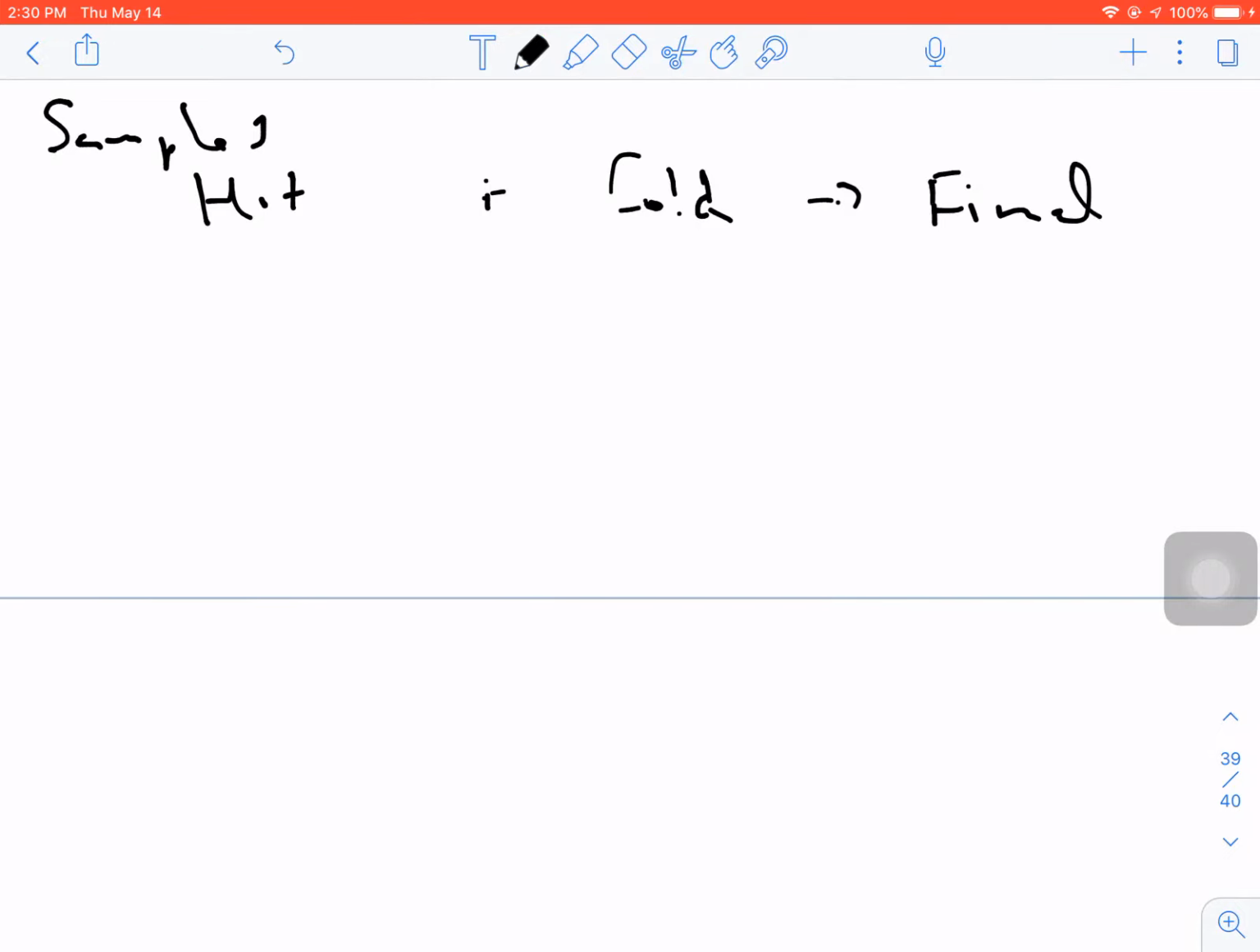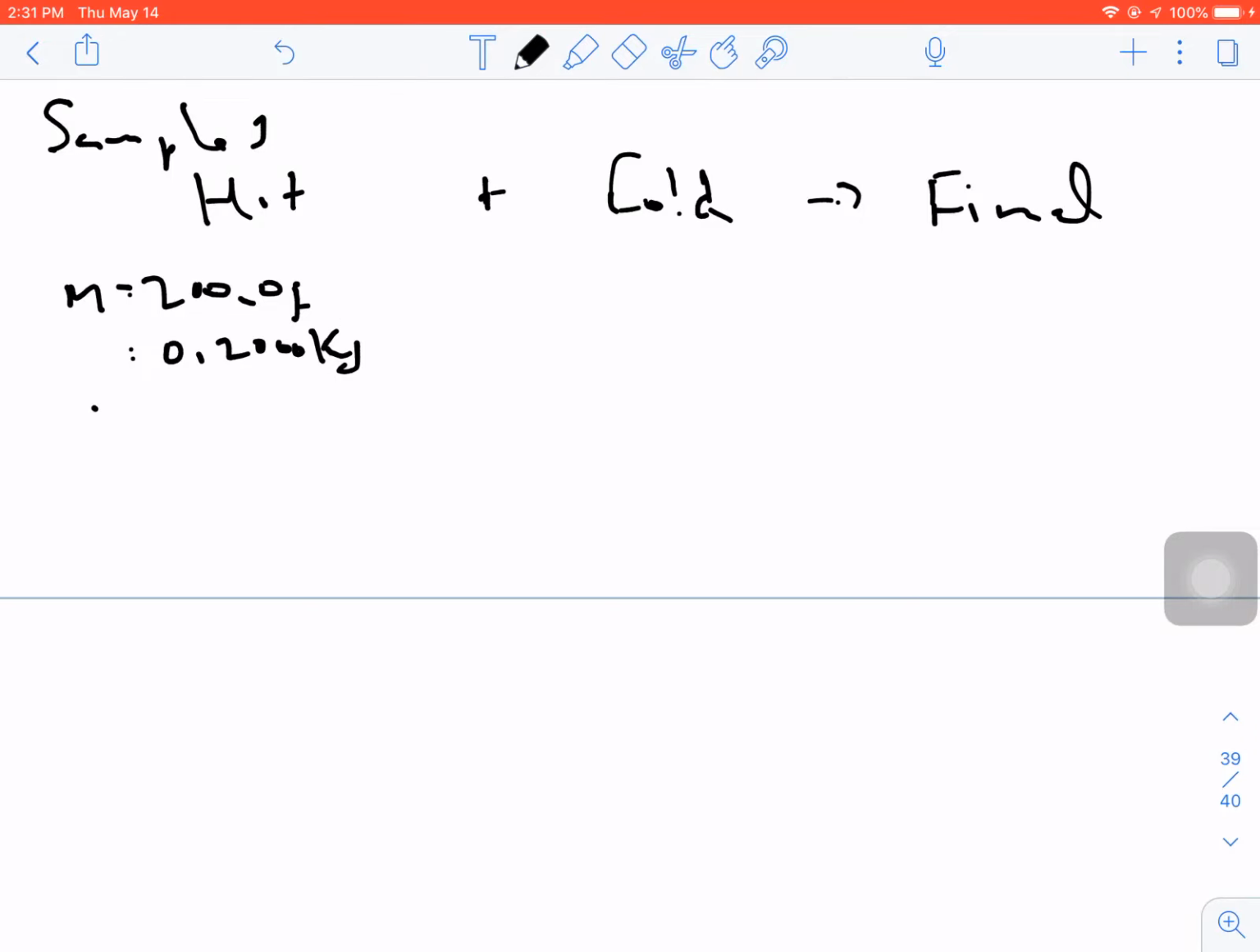Okay, so for sample 3, hot plus cold. Okay, so I've started with a hot thing and a cold thing, and then I end up with a final temperature. To start off with, I've got 200 grams of silver. So the mass, 200.0 grams, or 0.2000, excuse me, kilograms.